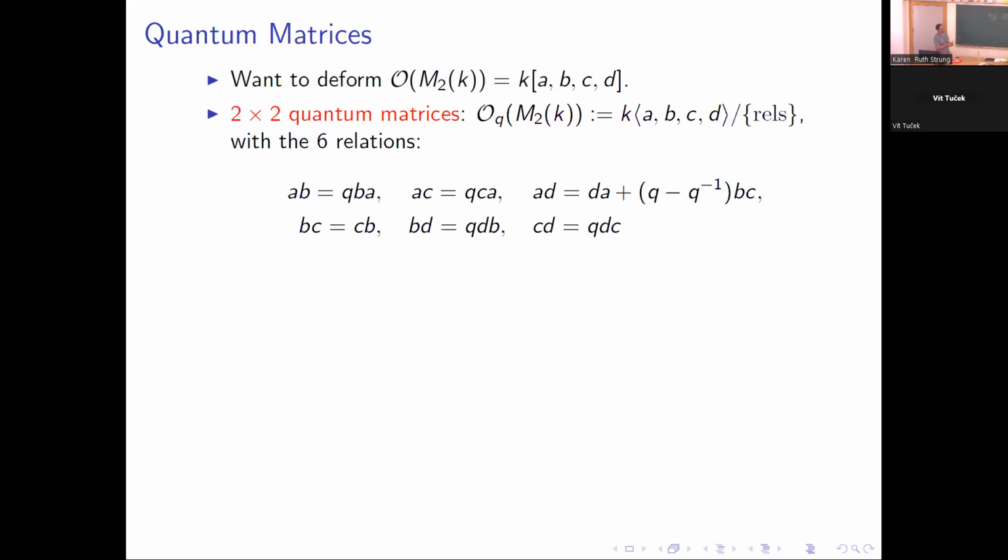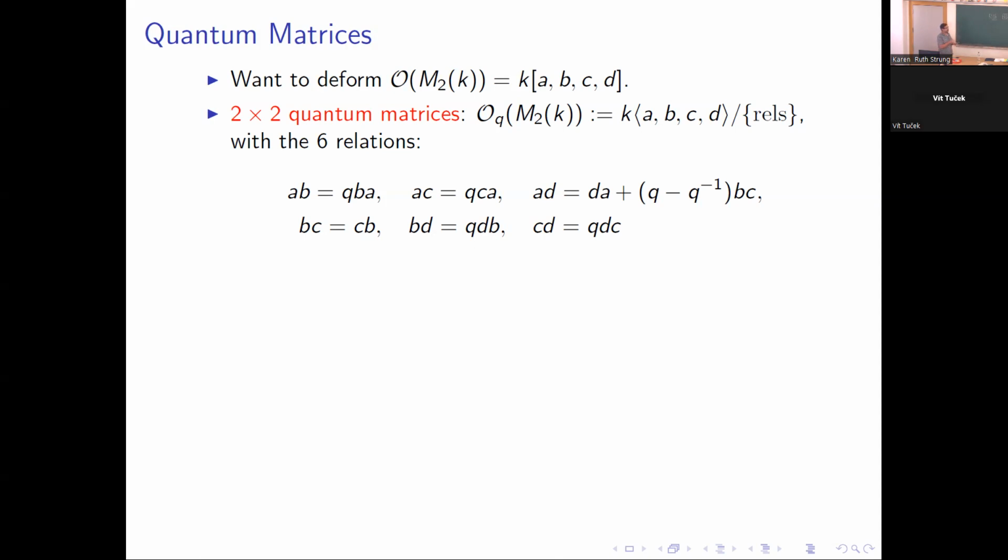So I want to define quantum matrices. This is a deformation of the coordinate ring of matrices, and you obtain this deformation not at random, but by asking that this algebra should coact on a quantum plane as the coordinate ring of matrices coacts on the coordinate ring of a plane, which is just a polynomial algebra in two variables. And if you ask for that, then you obtain these 6 relations. So this is just the definition of 2x2 quantum matrices.